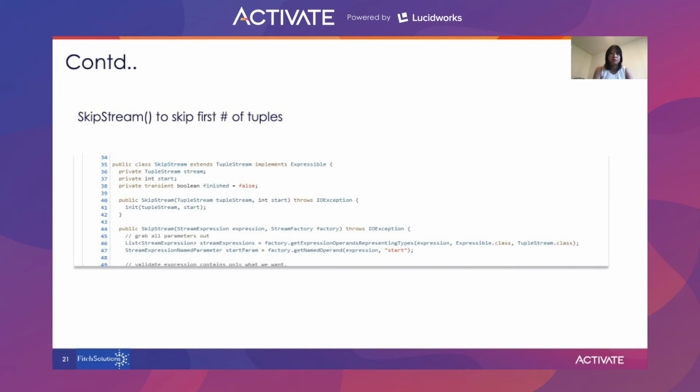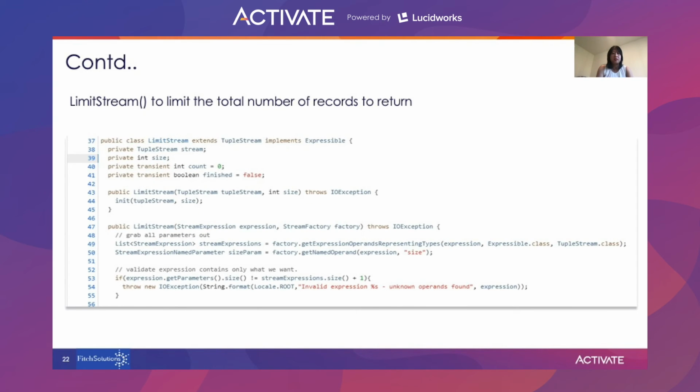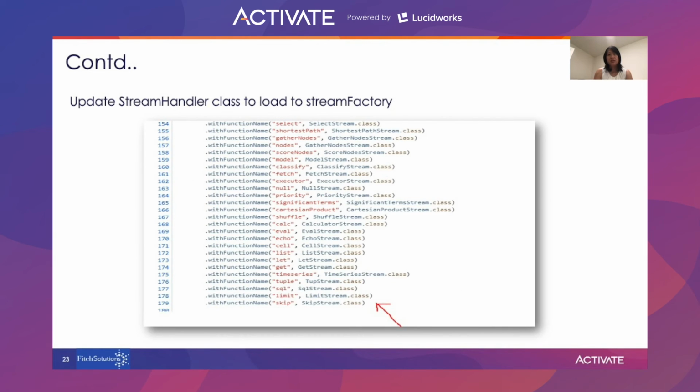To add new streaming functions, it is required to extend the TupleStream abstract class and then implement the Expressible interface. SkipStream was added; it is used to skip the first number of tuples. LimitStream was created to limit the total number of records to return. Last, update the StreamHandler class to load them into the stream factory. So the stream factory object will load them along with other stream expression functions at startup.